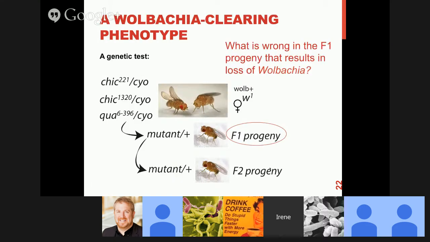So that led us to the following question: what is going on in these first-generation progeny that result in the loss of Wolbachia, or this inefficient transmission to the second generation? These progeny are the first example of Wolbachia coming into contact with these mutant alleles. So we wanted to look in that germarium, in that structure where Wolbachia colonize the earliest stages of oogenesis.